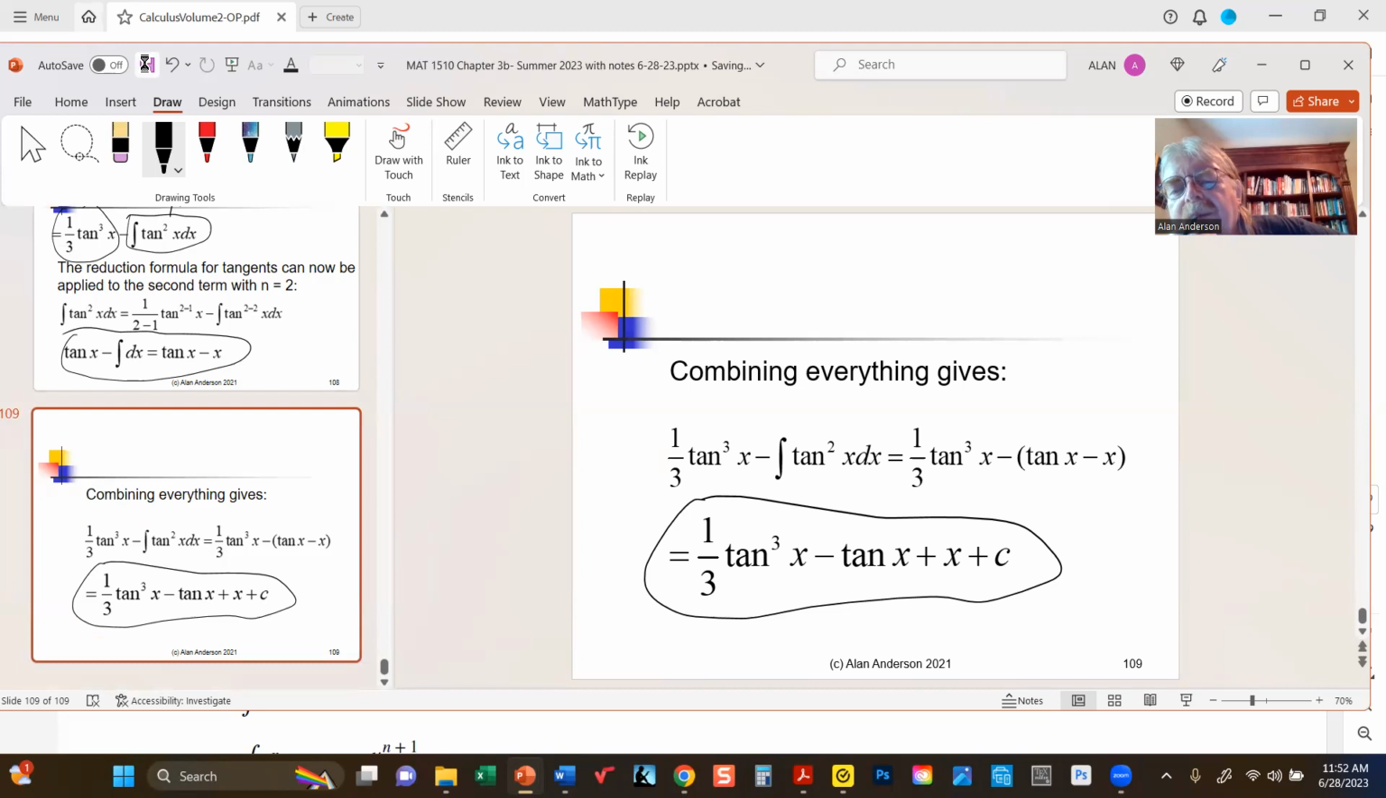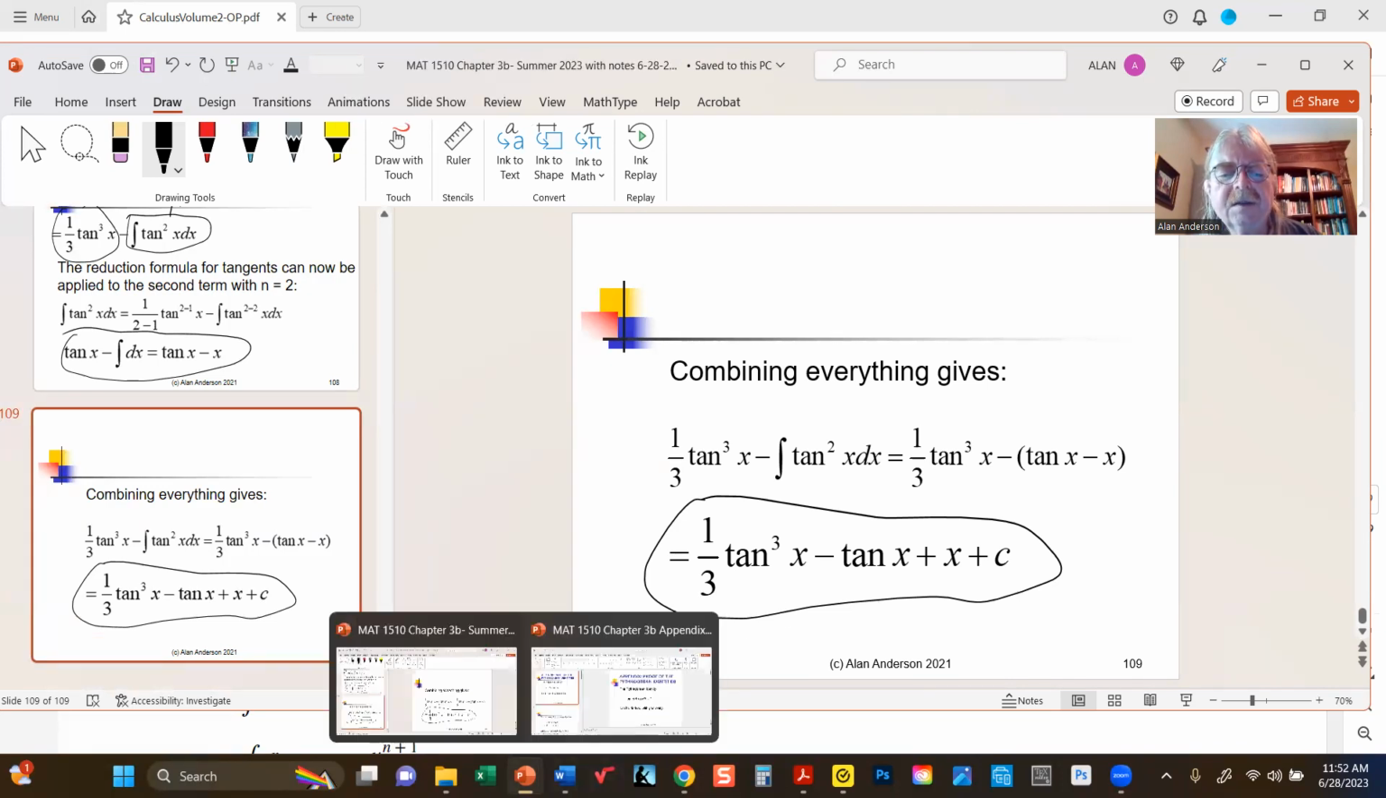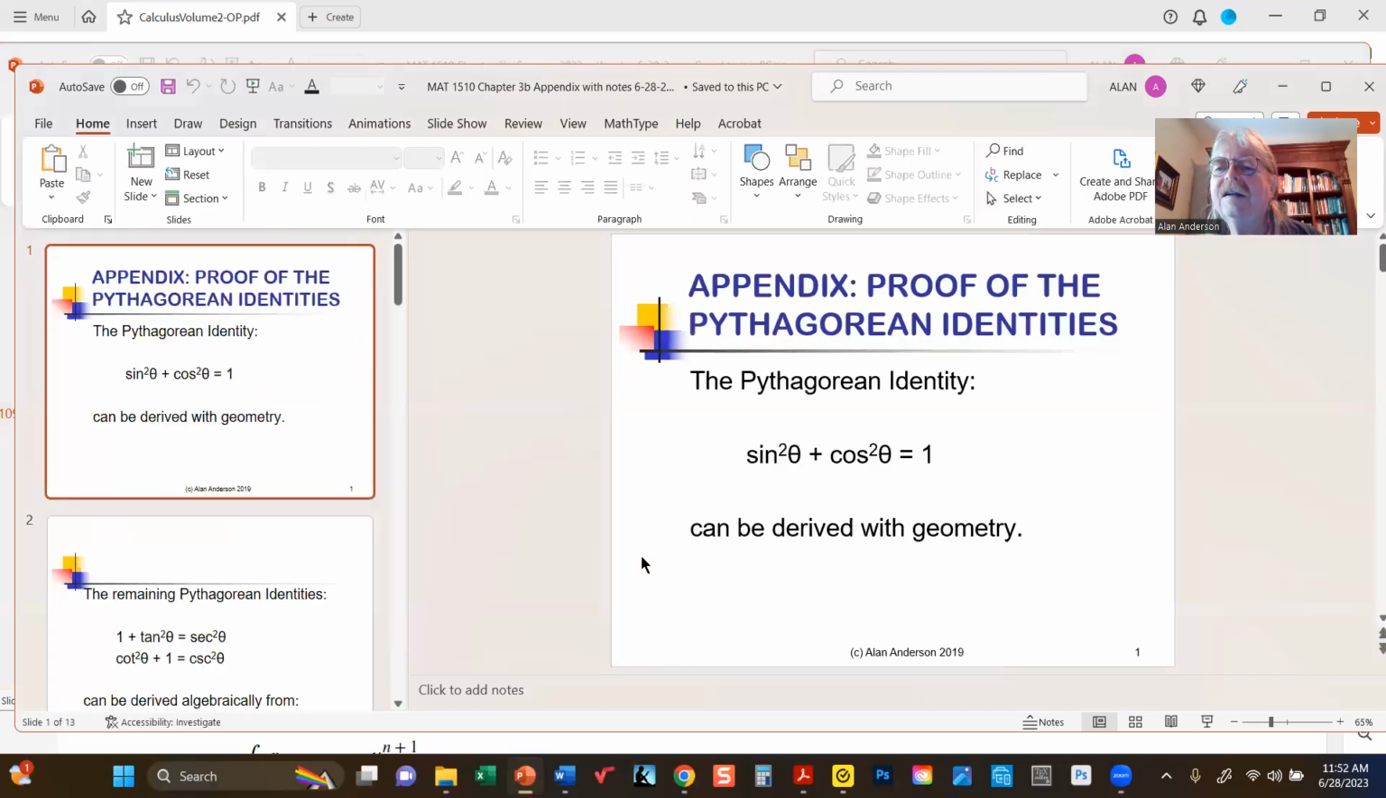So now we're going to take a bit of a brief detour. I just want to quickly show you the logic behind the Pythagorean identities. You're not responsible for remembering this, but I think it's helpful for you to know what's going on behind the scenes with these Pythagorean identities and why they work the way they do. I call this Appendix 3B.